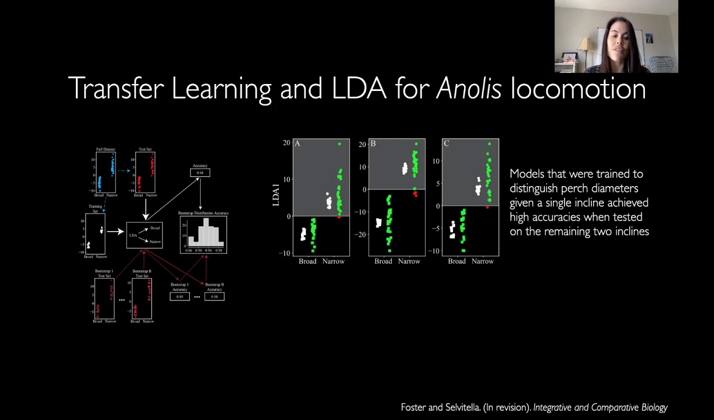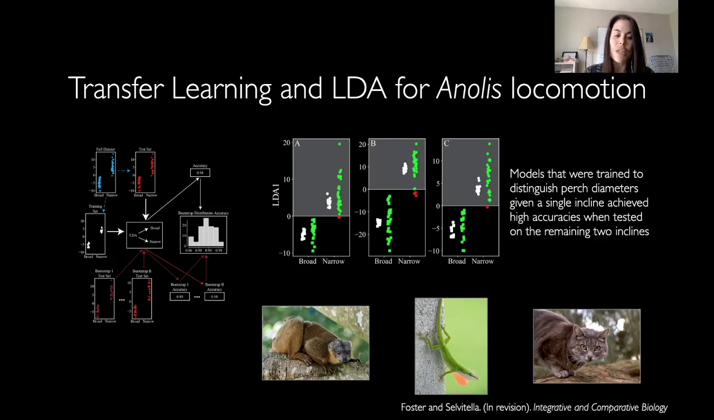We achieved high levels of transfer learning for these models that were trained to distinguish between perch diameters given a single incline. In this figure, we have the training dataset in white and the test dataset in color, with the green symbols indicating strides that were correctly classified and the few red symbols indicating incorrectly classified strides. All three models that you see here have very high classification accuracies. And it turns out that the most important kinematic changes for our most successful models were related to strategies for adopting a crouched posture and improved stability on narrow surfaces, which is particularly important for survival in an arboreal environment.